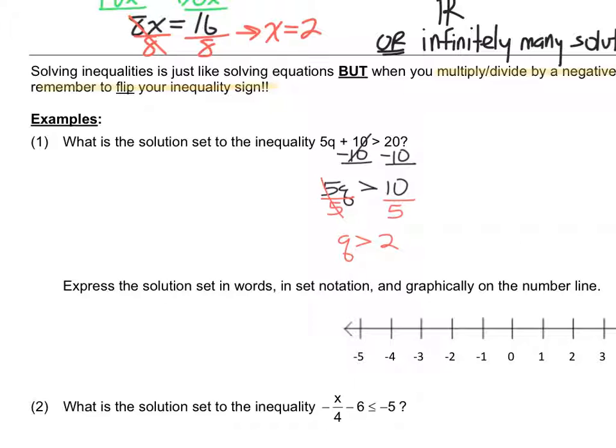Now, in terms of creating the graph, it says express the solution set in words, in set notation, and graphically on the number line. So we have our solution set. We just have to express it the right way, and this is where you might get bogged down in notation. So in words, q has to be greater than, or you could say more than, 2.